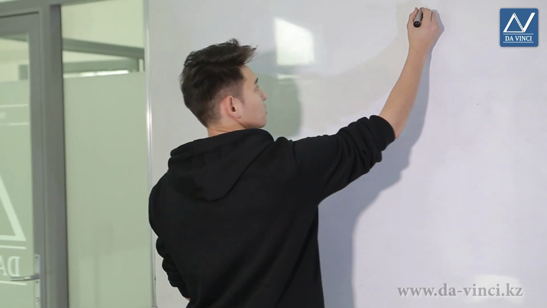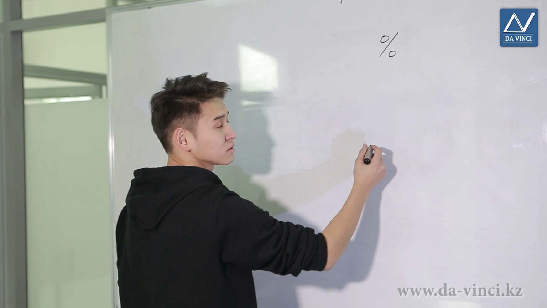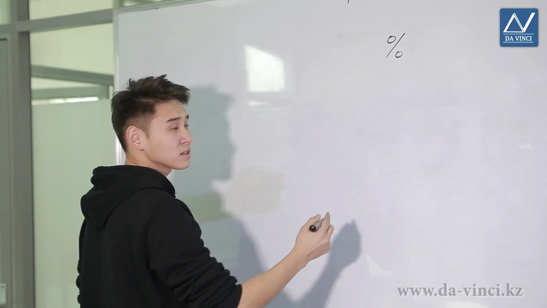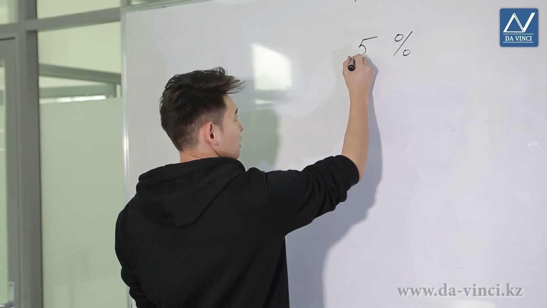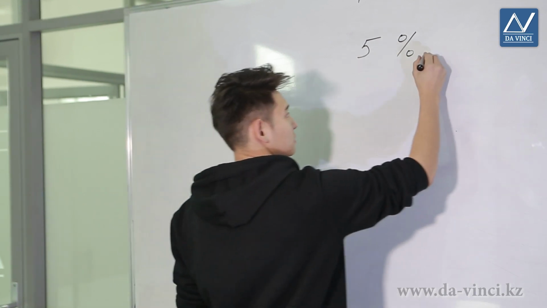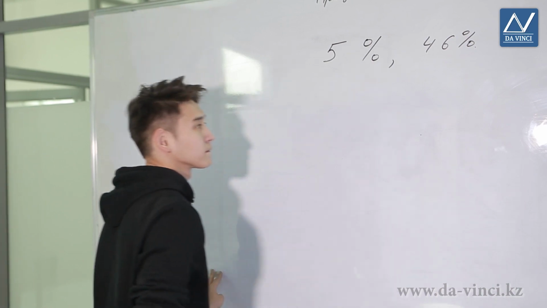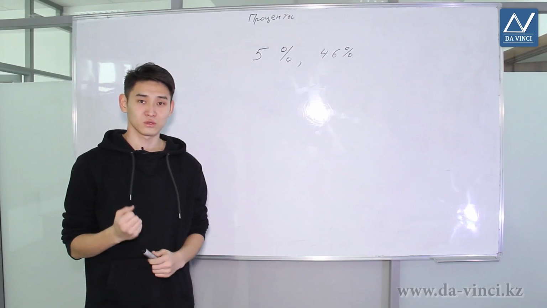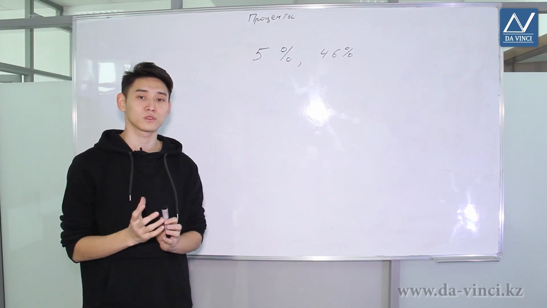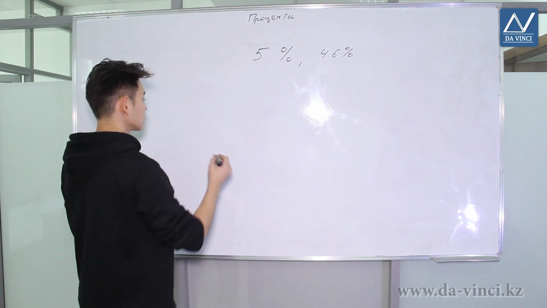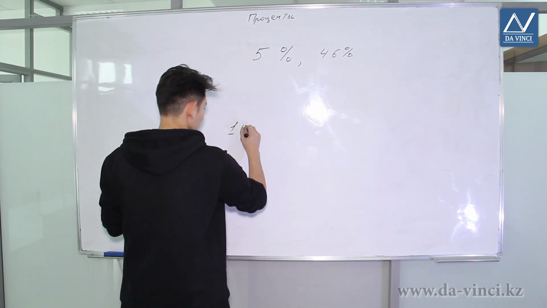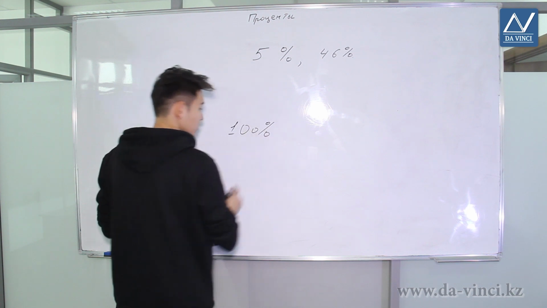Percentages represent 1/100th of something. Percentages are denoted through this symbol. This symbol evolved from the abbreviation PC, percento. Let's check how it reads. We write, let's say, 5 here, so it will be 5%, or 46%. Since 1% is equal to the 100th part of a unit, then the whole value will be equal to 100%. That is, 100% is a whole value.